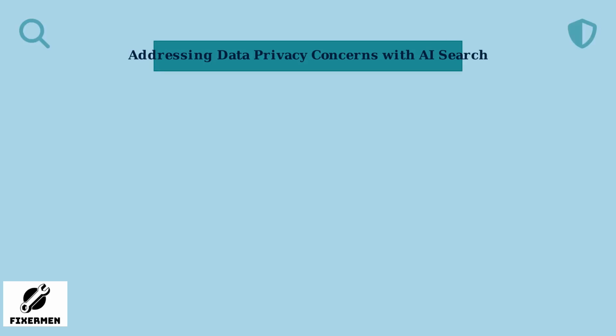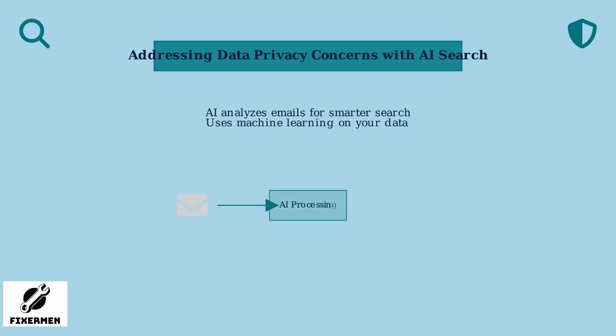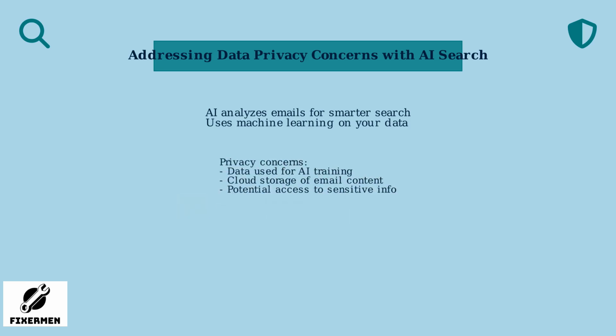As Outlook integrates AI-powered search features like Copilot, it's important to understand the data privacy implications. AI search uses machine learning to analyze your emails and predict search results based on your behavior. While this improves efficiency, it involves processing your personal data. Your email content may be used to train AI models or stored in the cloud for analysis. This raises privacy concerns, especially regarding sensitive information in emails.